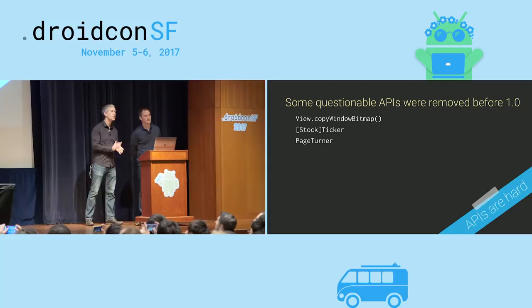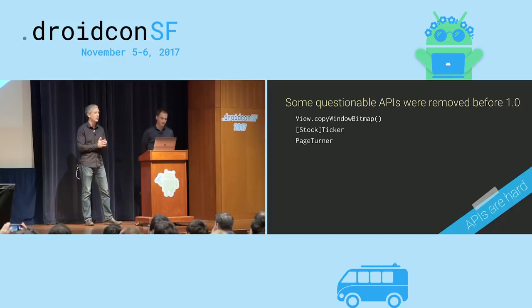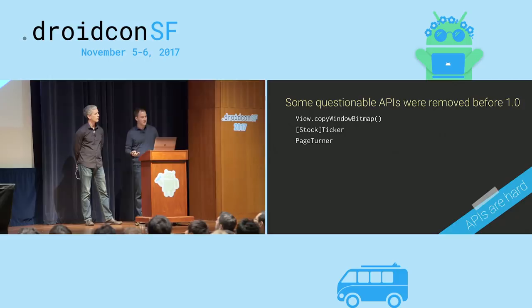There were some abilities before 1.0 went out to actually remove stuff from the API that shouldn't have been there. So we did remove some of the APIs that didn't make sense. So view.copyWindowBitmap, that was handy. You could take a screenshot of the window. Why it was on view, I don't know. It makes no sense. We got rid of it. We had the ticker, which was basically the marquee tag from HTML. Pretty useless. And we had, that one's my favorite, the page turner.